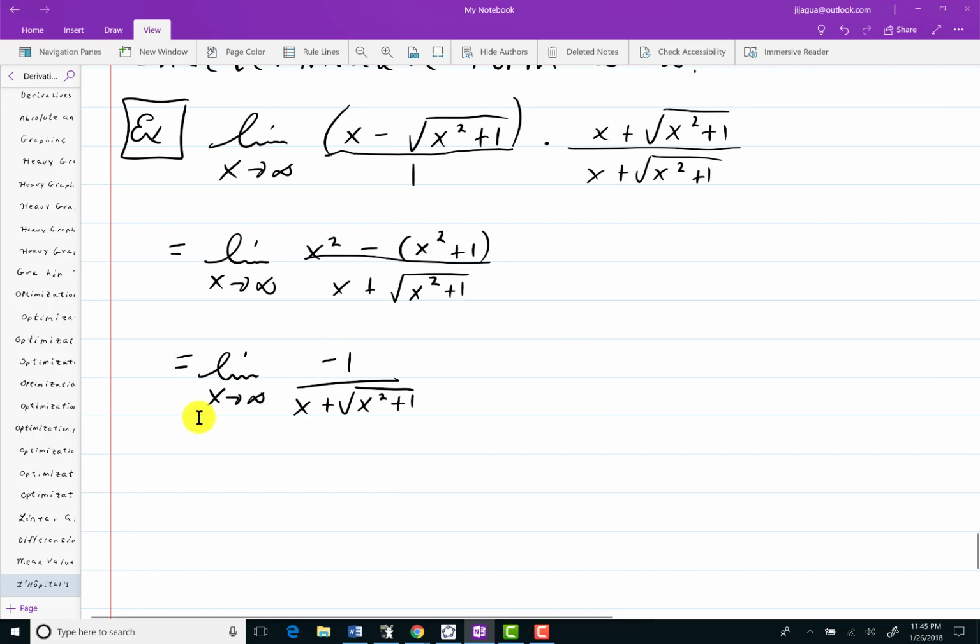Now, you may want to apply L'Hopital's rule. However, the problem with this numerator is it's not 0 or infinity, even though this denominator is infinity. You must recognize that any number over infinity equals 0.